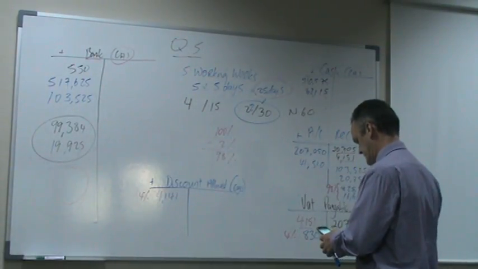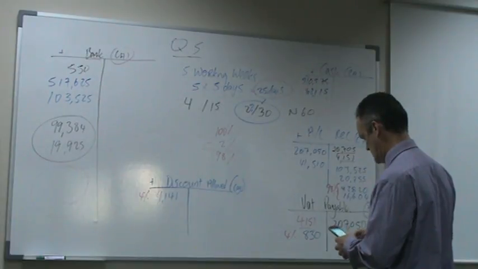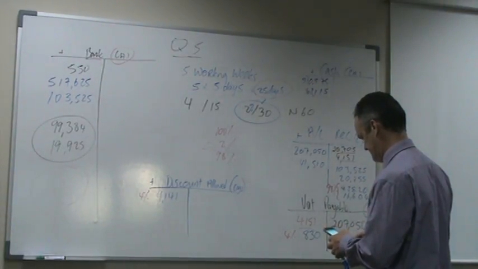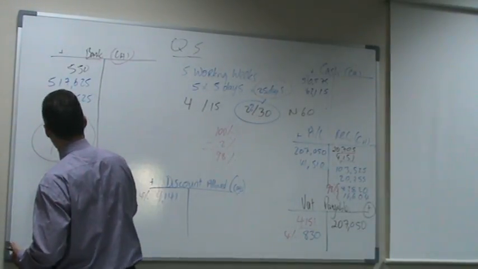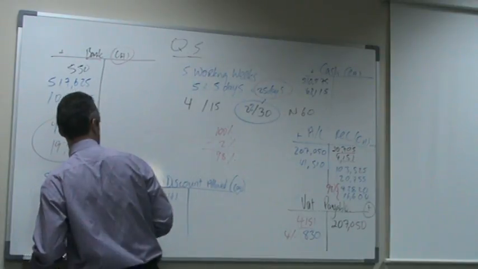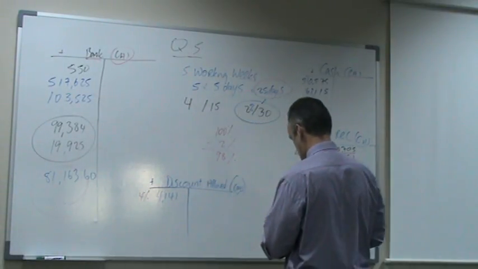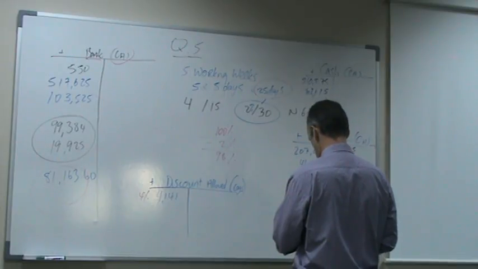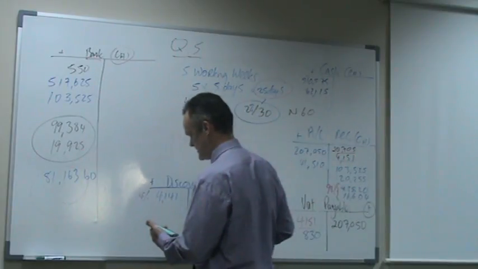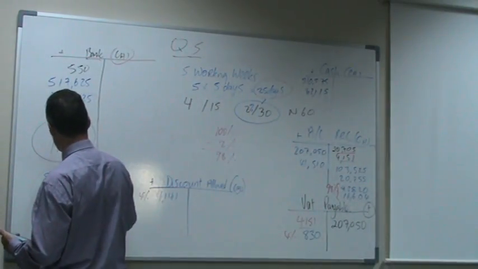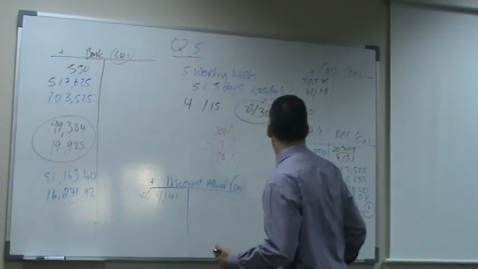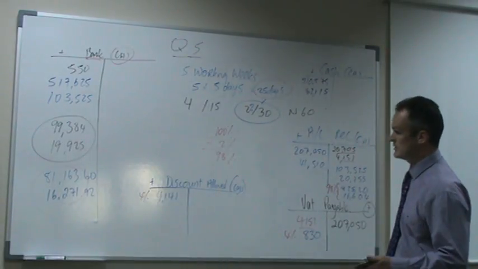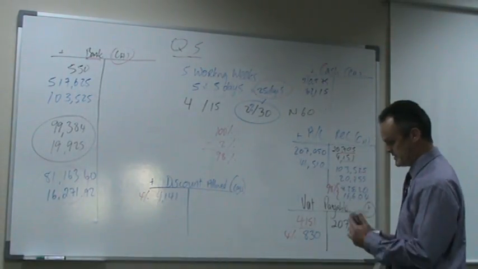So if I get 98% of this, I have 82,820, which gives 81,163.6. And 98% of 16,604 by 0.98 is 16,271.92. And of course the difference between these two is the discount.